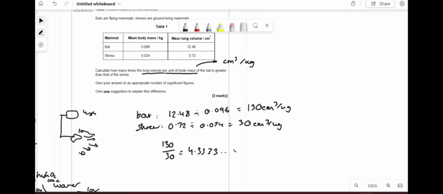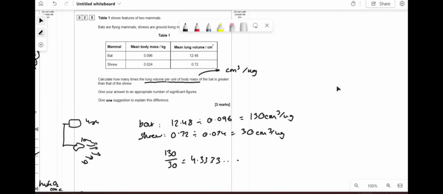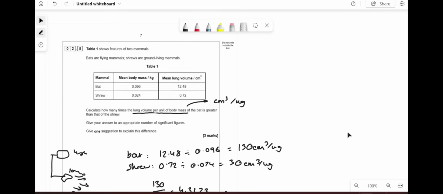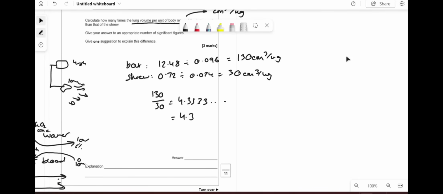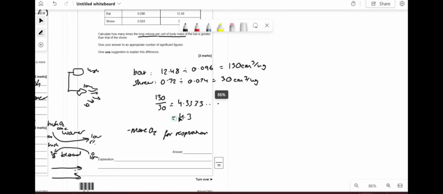That says you should do it to an appropriate number of significant figures. Generally speaking, that's the number of significant figures that they give you in the question, or the number of decimal places. So the maximum number of significant figures in this question is 2, so 4.3. It's asking you, why would you want more lung volume per unit mass? Well, you need more O2 for respiration. That's the whole point of the gas exchange system, to get rid of carbon dioxide and waste and have oxygen for respiration, which you need to stay alive.